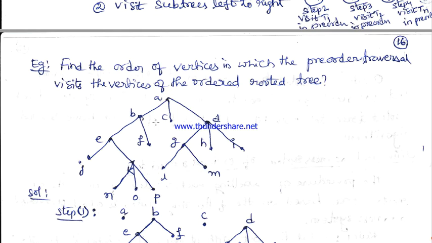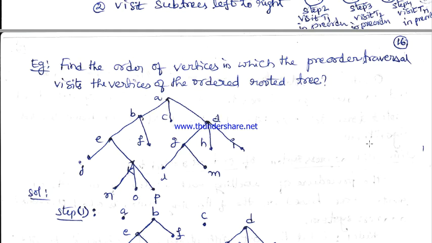This is an ordered rooted tree. Here A is given to be the root vertex. B, C, D are the children of A. According to pre-order traversal, first we have to visit A. Then we have to visit the subtree at B. Next in the order C. Next in the order the subtree at D has to be visited.